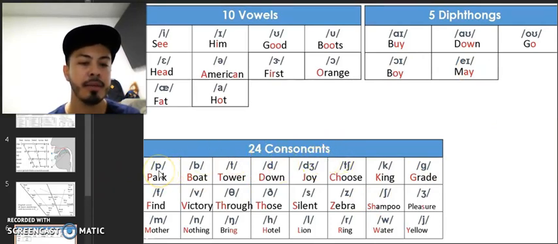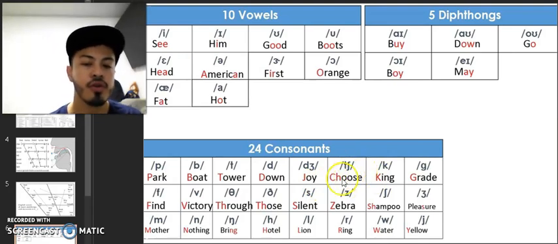This is the letter P. The P in English is explosive, so it's a little bit different from Spanish. So it's park, arc, park, boat, boat, tower, down, joy. Remember, it's not "yoy" because this sound is represented differently. So it's joy.